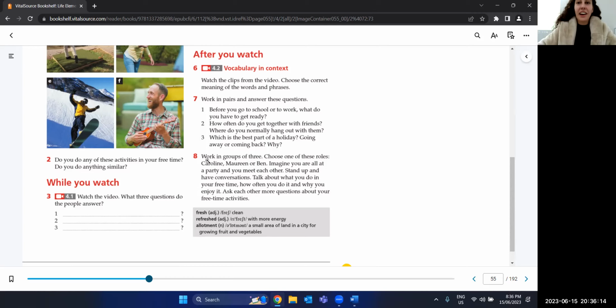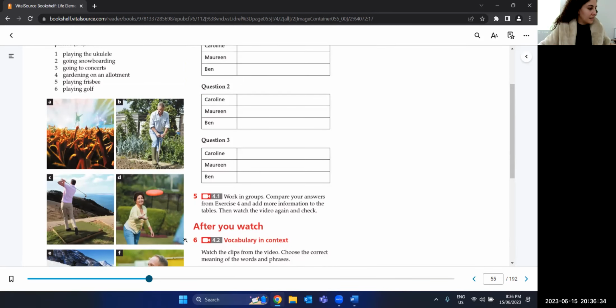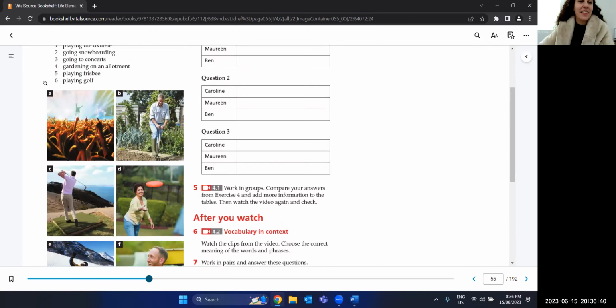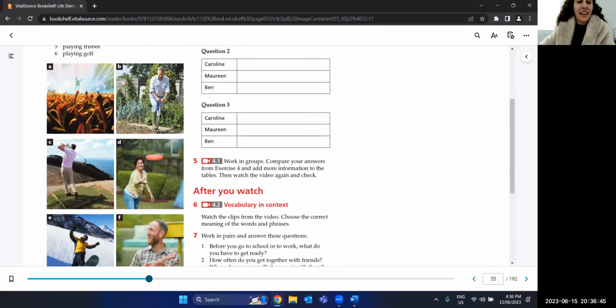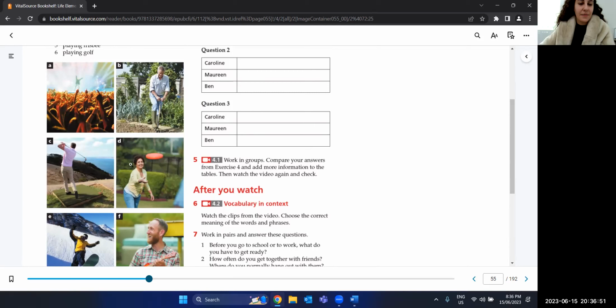So you have to pick who wants to be Caroline, who wants to be Maureen, and who wants to be Ben. And pretend, talk. I play the ukulele, but change. I play it every night because my grandmother gave it to me. It's very special. So make up a different story. Use the same idea. So we know Ben is snowboarding. Actually, let me make it a little bit different. One of you is going to be going to concerts. You're going to talk about why you like concerts, golf, and frisbee. So I'm going to change it. Concert, golf, and frisbee.